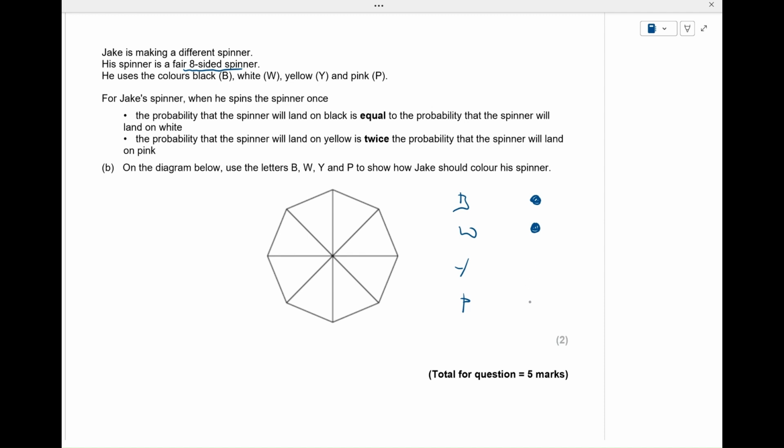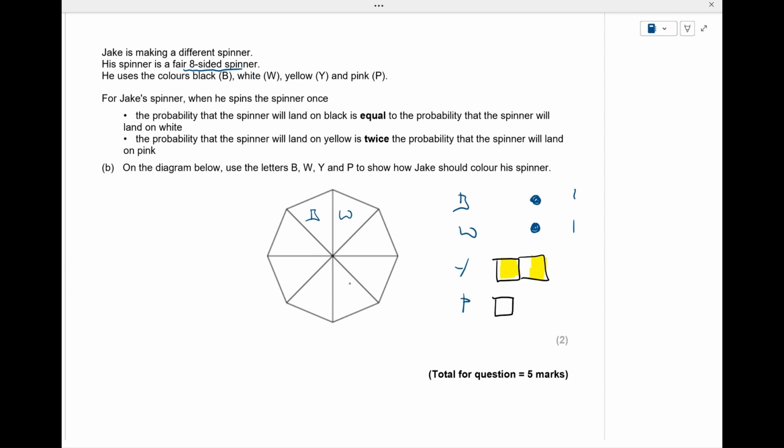Right. Well, I'm going to do this by trial and error. Should we make the black and the white one each? One each. Let's try that. So I've got 6 left, right? And I want the probability that it lands on yellow to be twice the probability that it lands on pink. So it's like having 2 boxes for yellow and 1 for pink. It's like having 3 boxes.